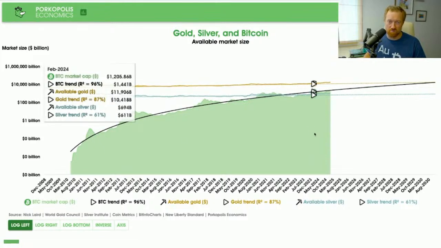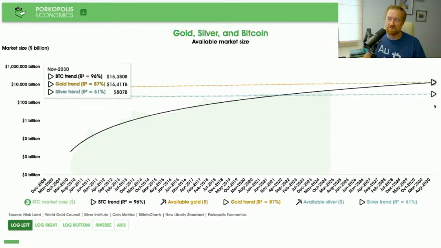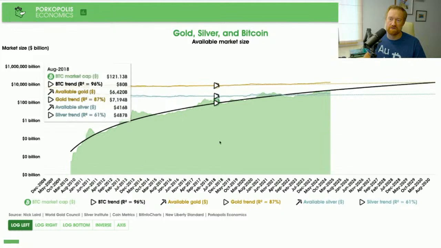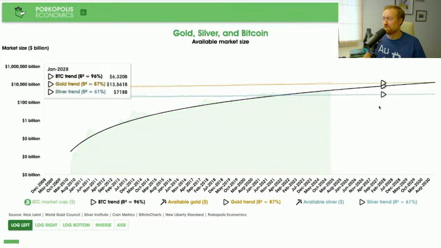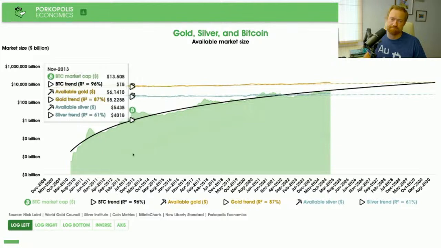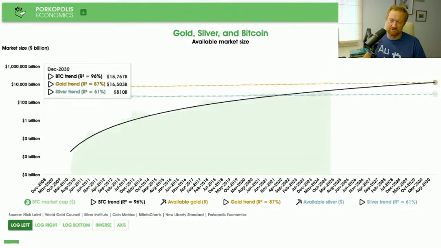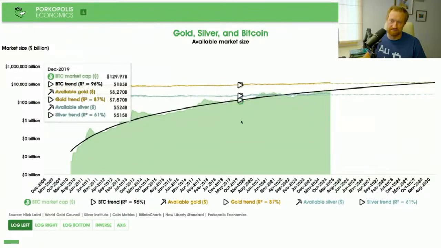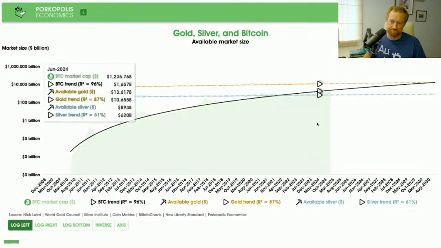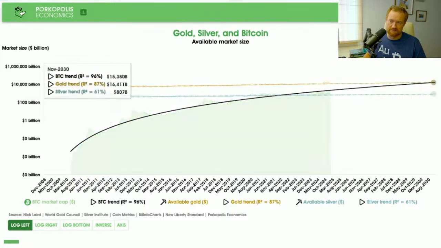Bitcoin is power. Gold and silver, straight line on log scale. Bitcoin, gently sloping curve on log scale, means power.